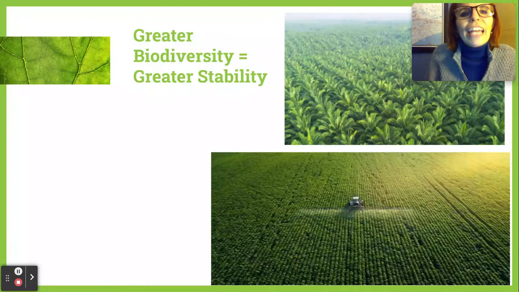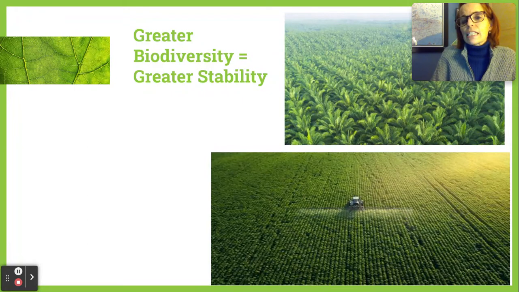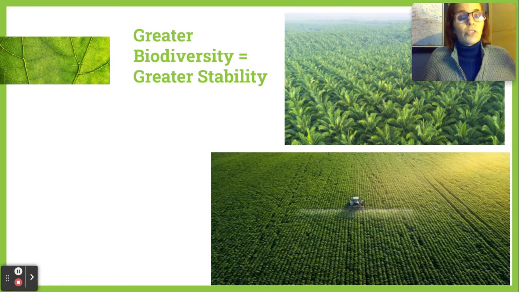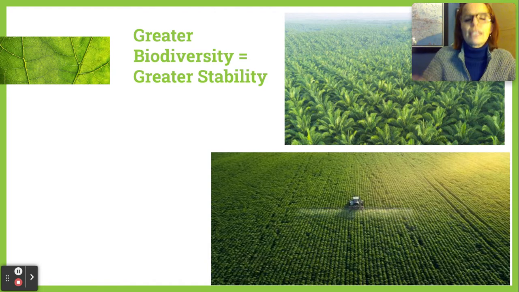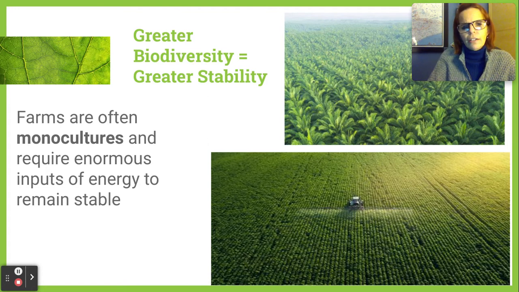But we're going to calculate that using something called the Simpson's Biodiversity Index, and we'll do that in just a moment. So the idea with all communities is that biodiversity is good. Biodiversity gives stability. If there's a disease, if there's a pest, if there's a predator, and we have biodiversity, it's less likely to damage the entire ecosystem or the entire community.